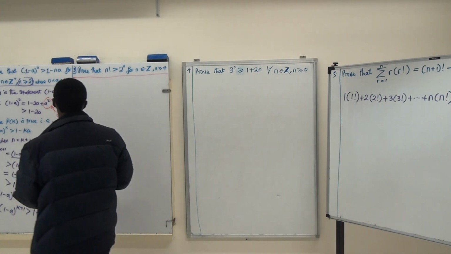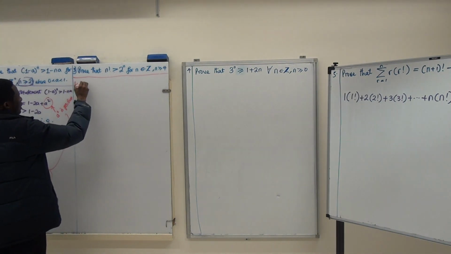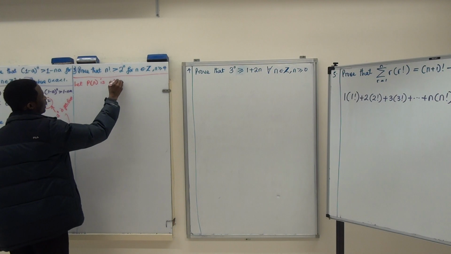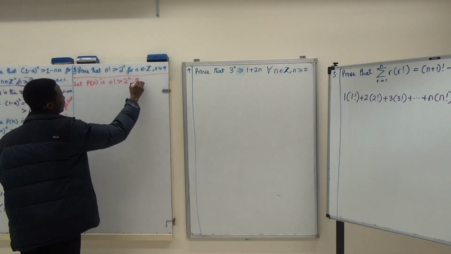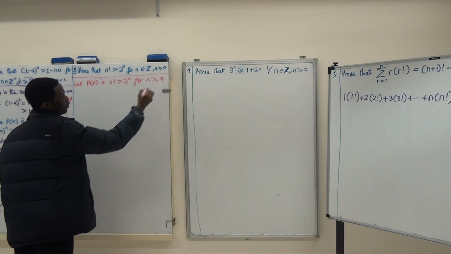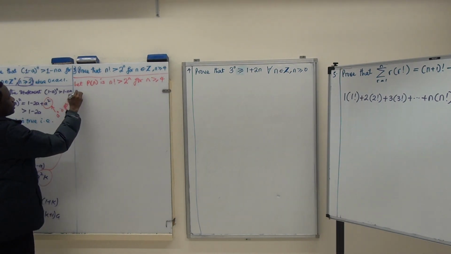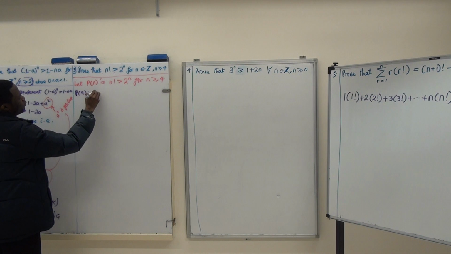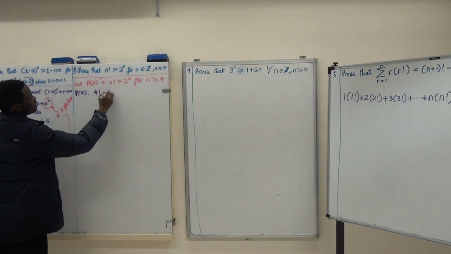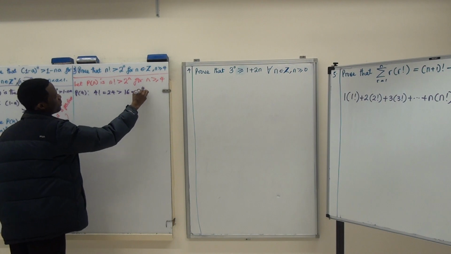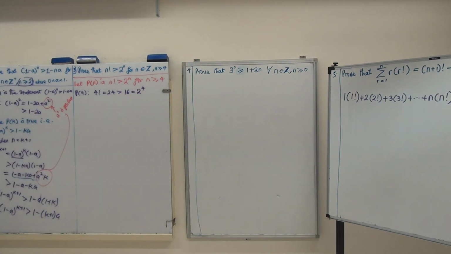Okay? So, of course, our Pn is the statement n factorial greater than 2 to the power n for n greater than or equal to 4. That's our Pn. Okay? So you are going to try P4. P4 is 4 factorial, which is 24, which is greater than 16. Remember, 16 is 2 raised to the power 4. Okay? I just test that. The way you write it might be different, so that's fine.